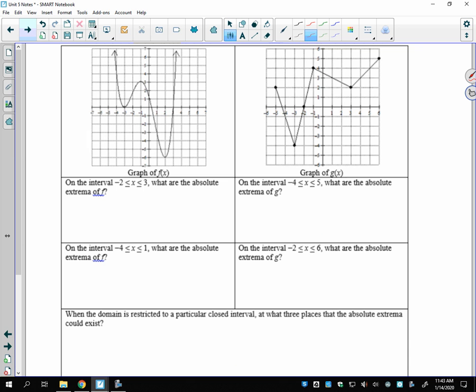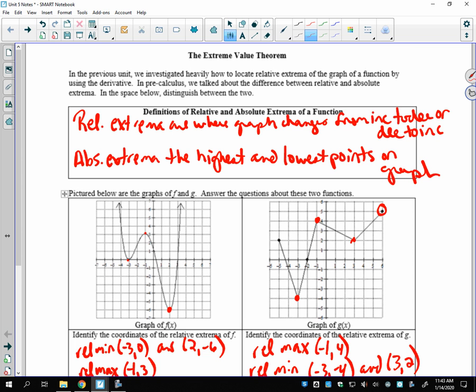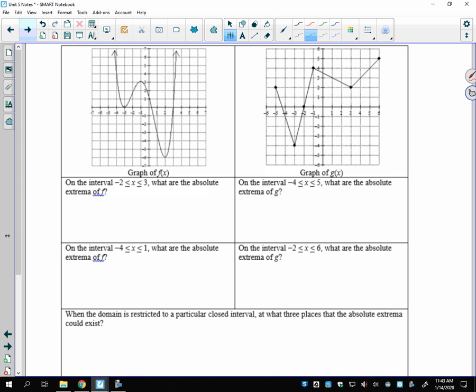So look at the next one. It says, are these the same thing? These are different graphs, yes? Or they're the same graphs? They're the same graphs. It says, what are the absolute extrema of f? Oh, okay, they're different intervals here. Okay, I got you.